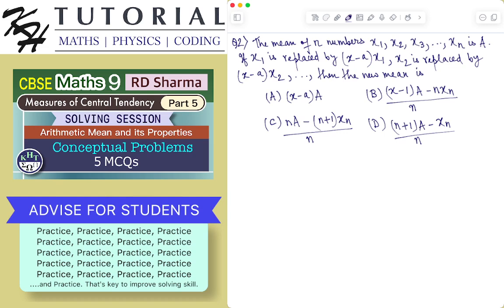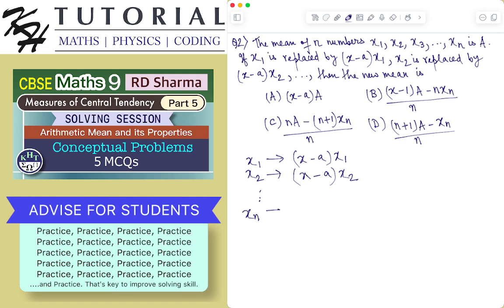So basically, the original observations, that is x1, is being converted into x minus a into x1, and x2 is being converted into x minus a into x2. So we are multiplying all the observations by the number x minus a.